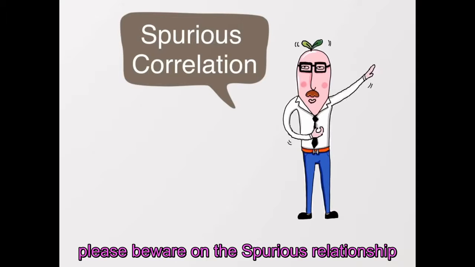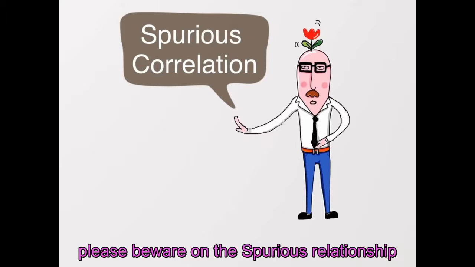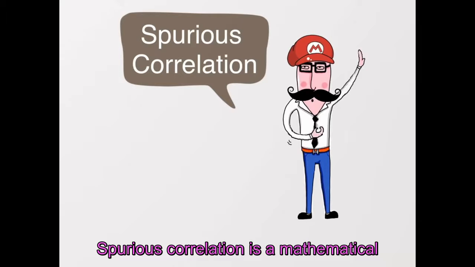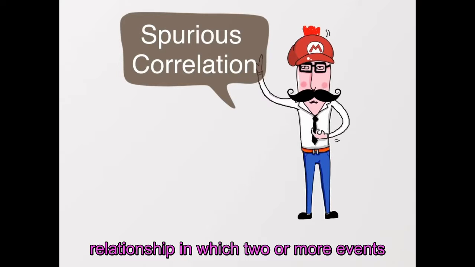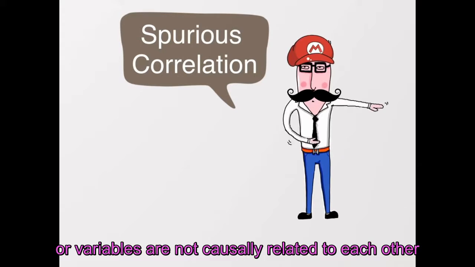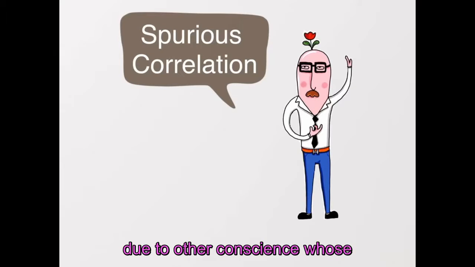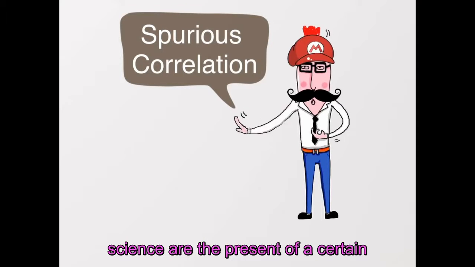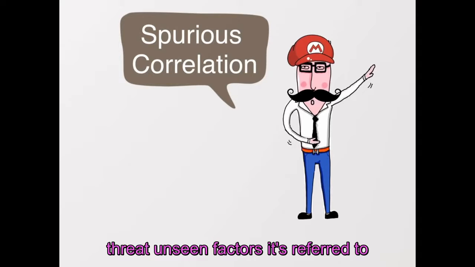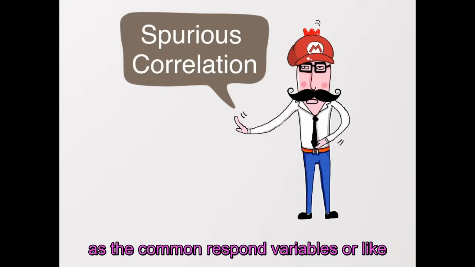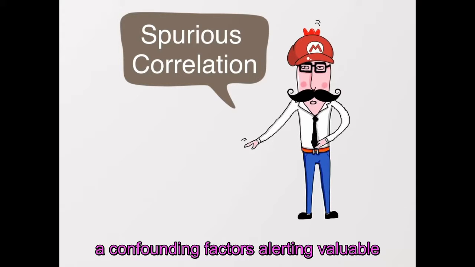However, please beware of the spurious relationship. What is it? In statistics, a spurious relationship or spurious correlation is a mathematical relationship in which two or more events or variables are not causally related to each other, yet it may be wrongly inferred that they are, due to either coincidence or the presence of a certain third, unseen factor. This is referred to as common response variables, confounding factors, or lurking variables.